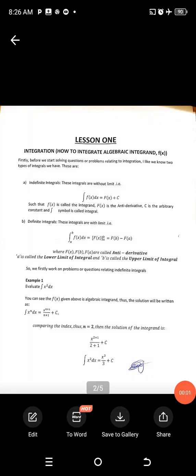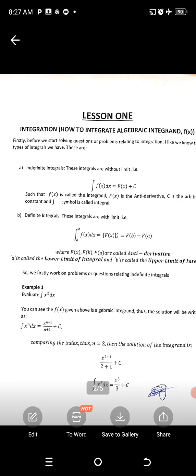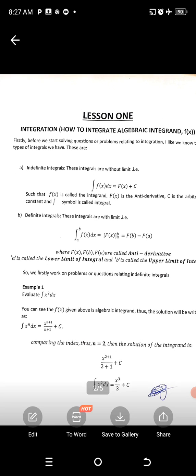So welcome once again to lesson one. The topic we are going to be dealing with is integrations, which is the subtopic: how to integrate the algebraic integral of a function f with respect to x. So from this note, firstly, before we start solving questions or problems relating to integration, I would like us to know the two types of integral we have, and these are indefinite integrals and definite integrals.